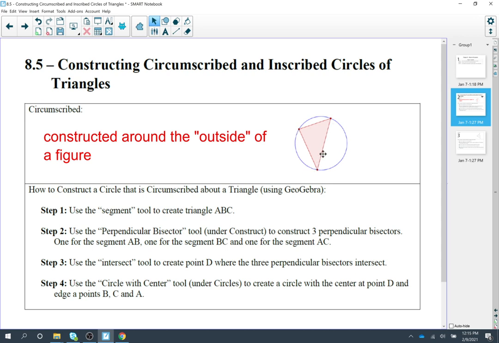But specifically, if I'm looking at my triangle, do you notice that we've constructed the circle outside of the triangle, and then it goes through all three vertices? That's what we're going to try to do here. Now, once again, in order to do that, we're going to use GeoGebra.